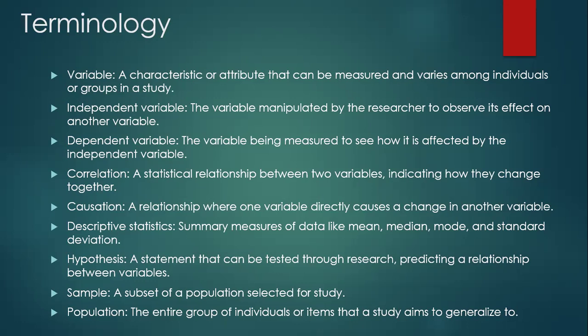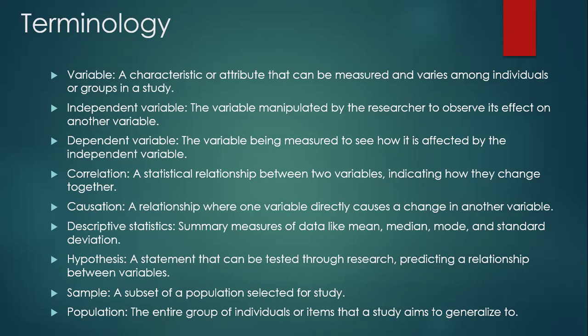So a variable would be a characteristic or attribute that you want to measure. An independent variable would be the variable manipulated by the researcher to observe its effect on another variable. And then the dependent variable would be the variable that is being measured to see how it is affected by the independent variable.